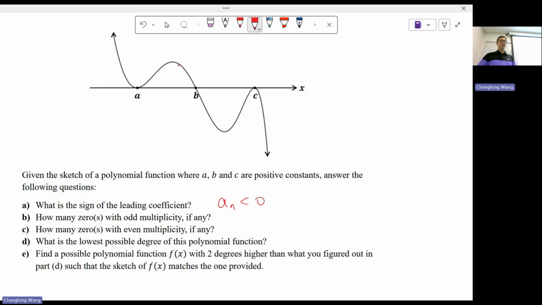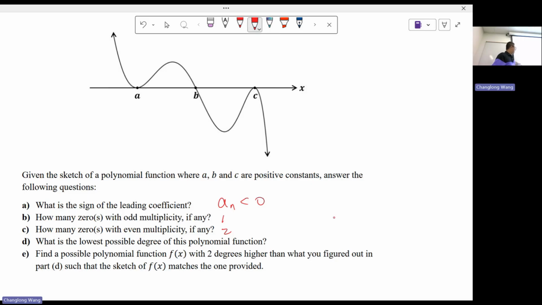If you're looking at a graph that ends up crossing the x-axis when x is equal to b, that's an odd multiplicity for that zero. And if the graph touches the axis and turns around, like at a and c, then you're looking at zeros with even multiplicity. Therefore, there is 1 zero with odd multiplicity, and 2 with even multiplicities. Okay.